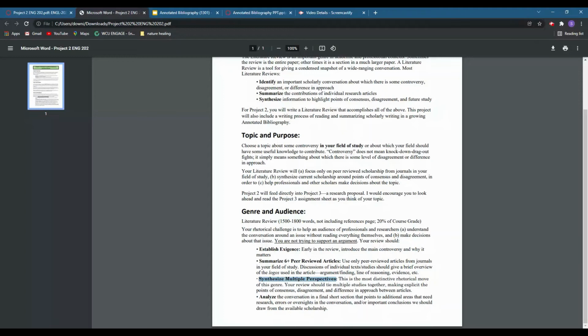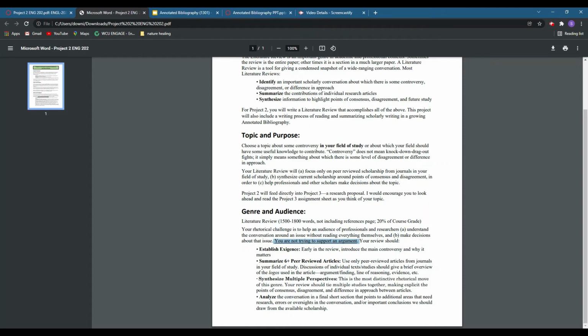So that's what I'm saying here. You are not trying to support an argument. So you're not proving anything to me. Therefore, you don't need to pick a side. Instead, you're seeing what is all out there and you're summarizing it for this assignment. So whatever the disagreement is that's happening, you need to present all of the sides as part of your summary.